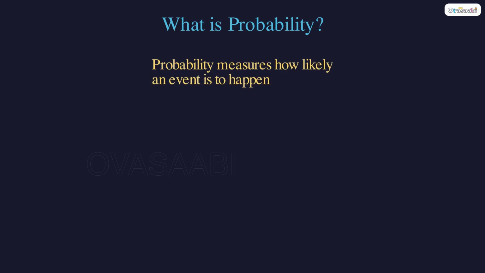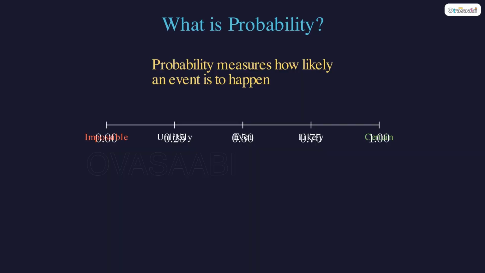Probability is a number that tells us how likely something is to happen. 0 means impossible. 1 means certain. Values between 0 and 1 show different chances.